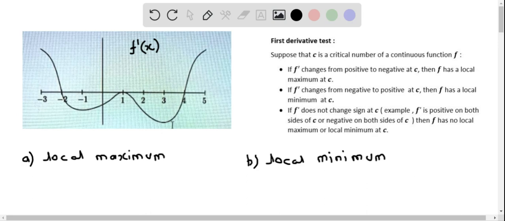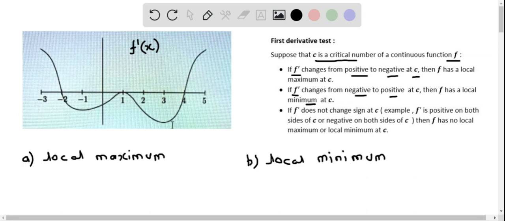So according to the first derivative test, suppose c is a critical number of a continuous function f. If the derivative of the function, that is f prime, changes its sign from positive to negative around c, then the function has a local maximum at x equal to c. Similarly, if f prime changes from negative to positive at c, then the function f has a local minimum at c. If it does not change the sign, that is, if f prime is either both positive or both negative, then we can say that it does not have a local maximum or local minimum.